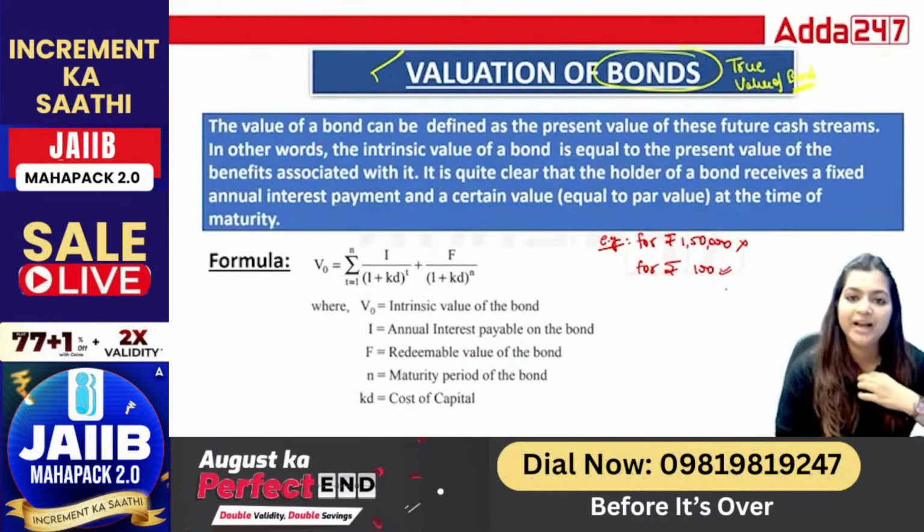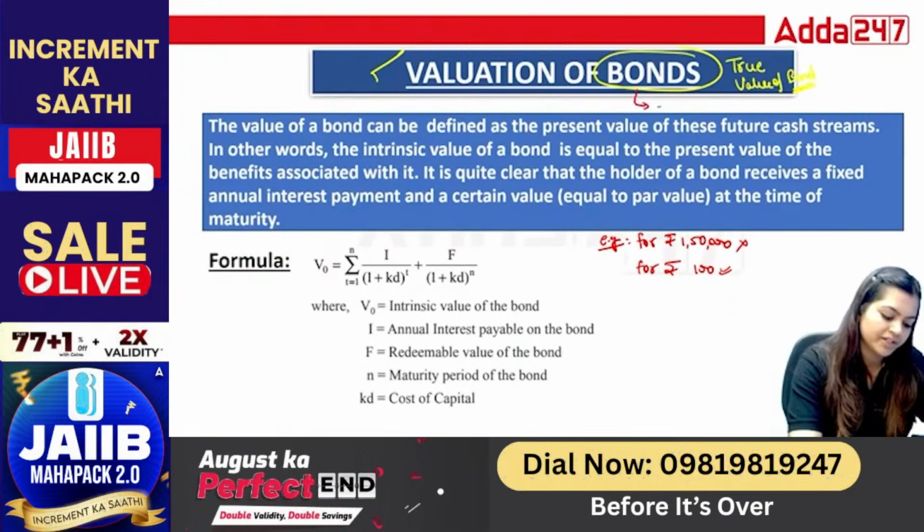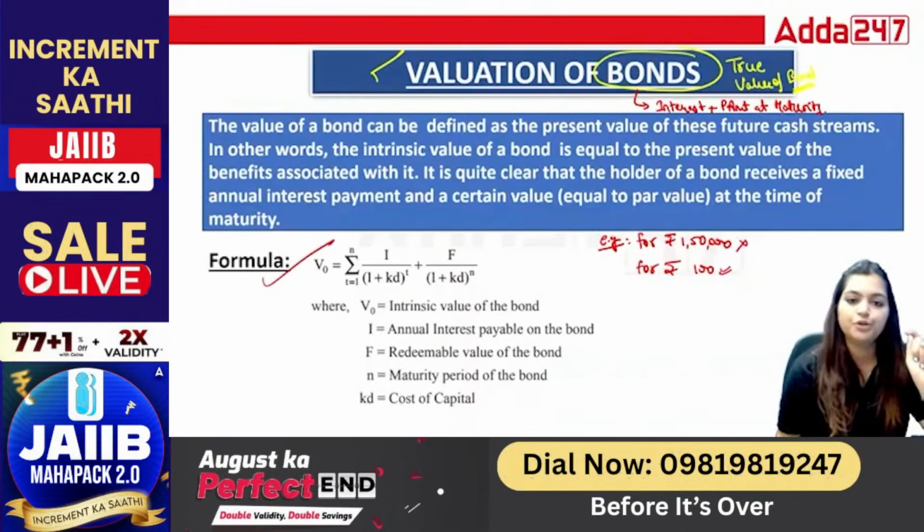So how can you value? You can value the bonds with the help of two things. In bonds, you receive two things: your interest plus the principal amount at the time of maturity. In bonds, we receive two things, interest and principal amount at the time of maturity. So with the help of these two things, we will find the true value of the bond. Now how to use this formula, I will tell you.